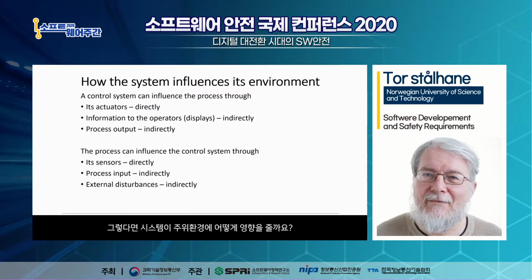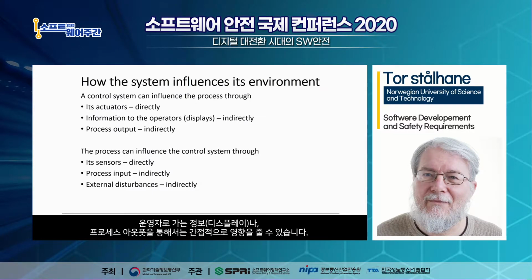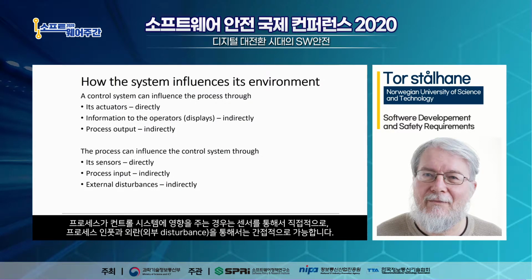So, how does the system influence its environment? Well, a control system can influence the process through its actuators, which is a direct influence. But there are also indirect influences like information to the operator or the process output. And the process can influence the control system through its sensors, which is a direct influence, and there are indirect influences like process input and external disturbances.